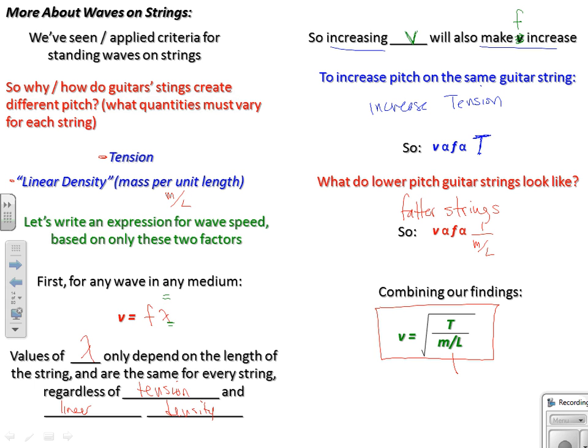Sometimes some questions or expressions will write that as a separate variable, like rho. We just write it in AP as M over L. So there's our expression for wave speed based on those two factors. Okay, so there's two things. We can now do a whole bunch, going back to here.